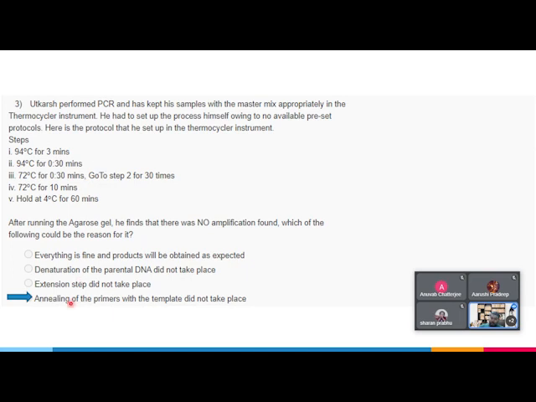So the correct answer is that annealing of the primers with the template did not take place, and that is why no amplification was found. Our correct answer is D, as was given in the chat. Does anyone want to ask anything regarding this? Okay, if not, then we can go forward.